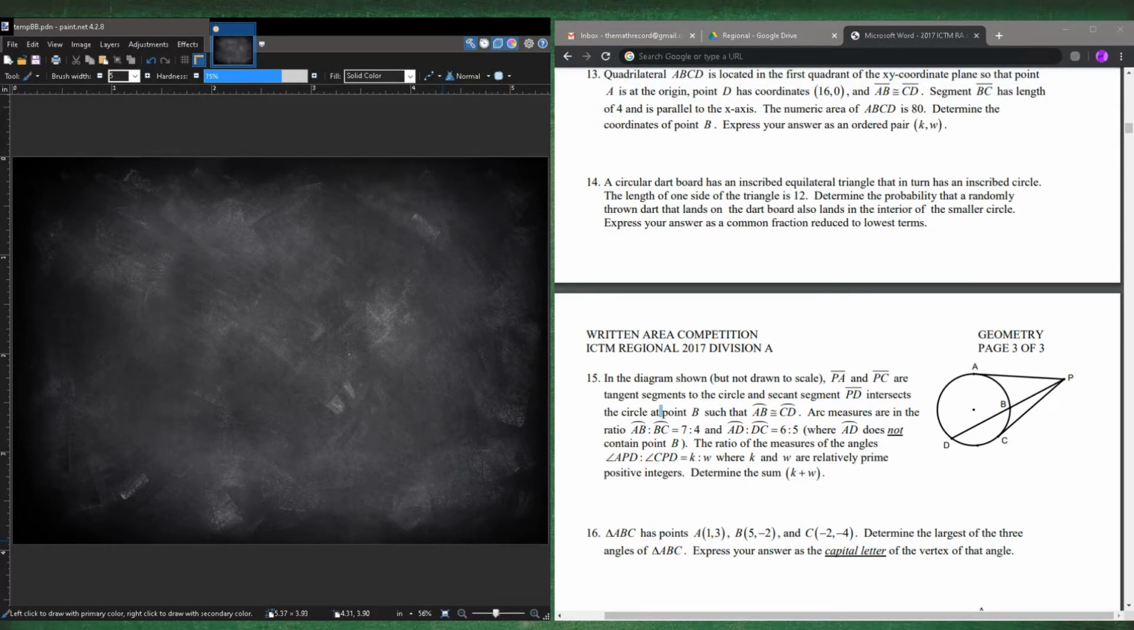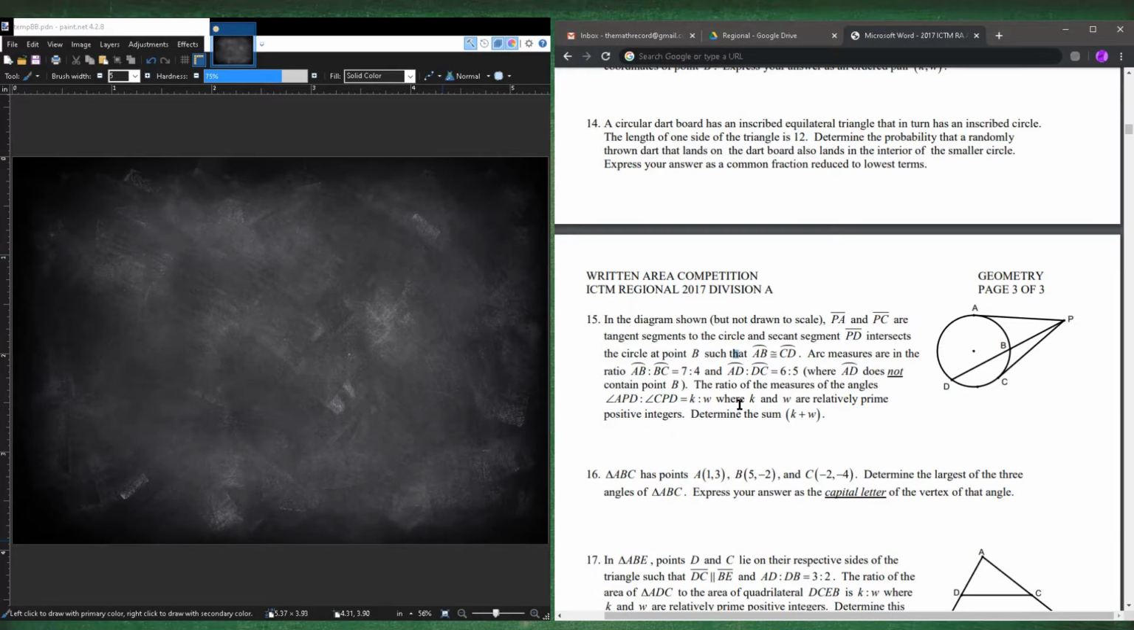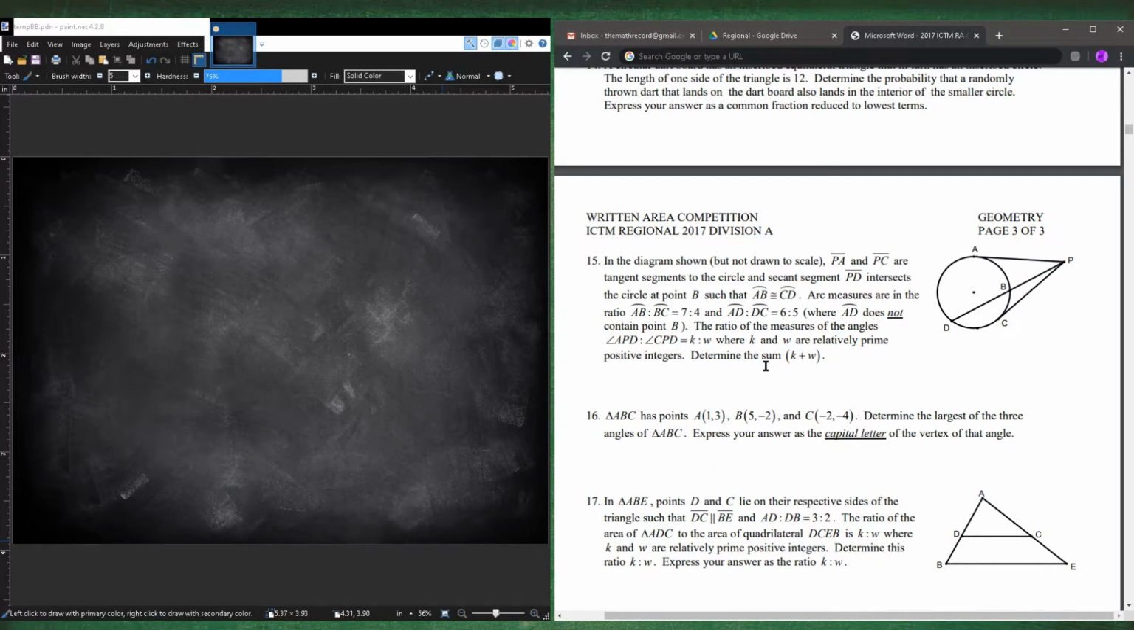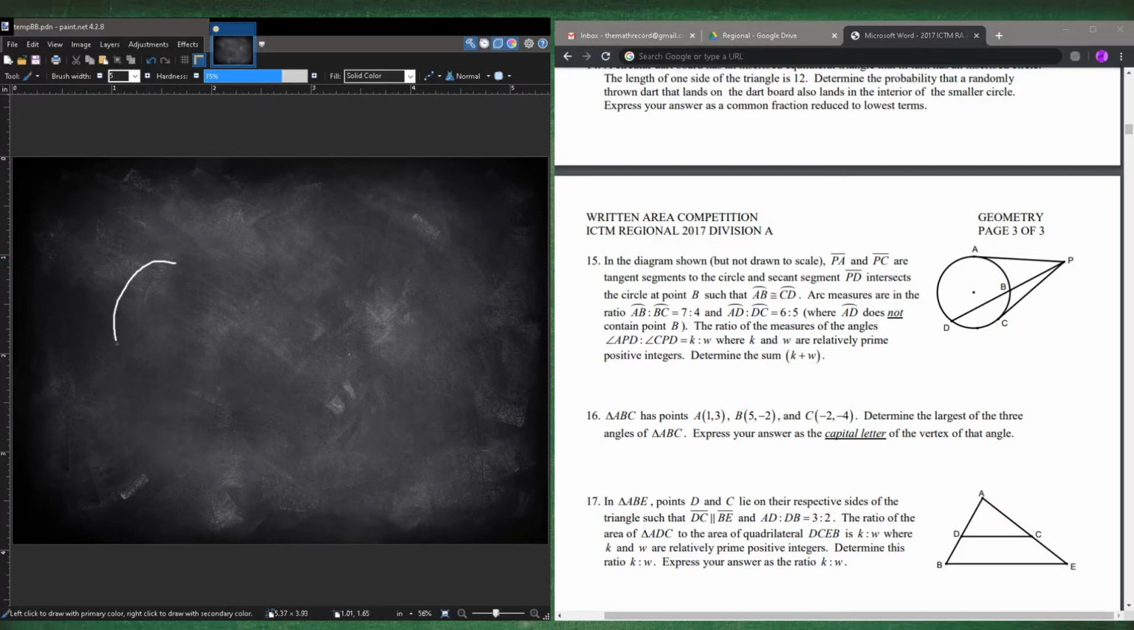Right. For this question, you just need to know a lot of formulas. Okay, so we have a diagram, so let's kind of draw that out. So they say that AB is equal to CD. So this length right here is equal to this length right here. So that tells me that both of these are the same angle, right, overall.